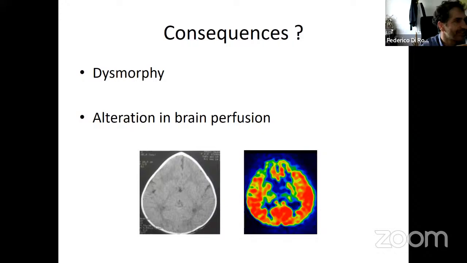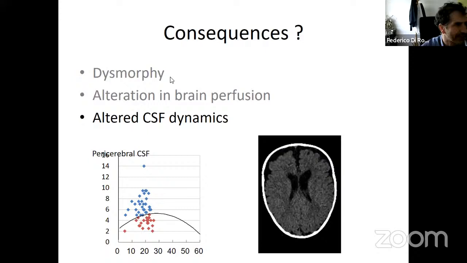But it is not only the dysmorphy. There is also an alteration in perfusion. You see, this is an example of trigonocephaly. You will have here a modification in the shape of the forehead, and the perfusion in this area of the brain is altered. So there are functional consequences in these changes. There might be functional consequences in this change of the volume for the brain. The changes are also in the dynamics of the CSF. You see here again a closure of the skull, the forehead is protruding, and there is a distribution of CSF which is abnormal.